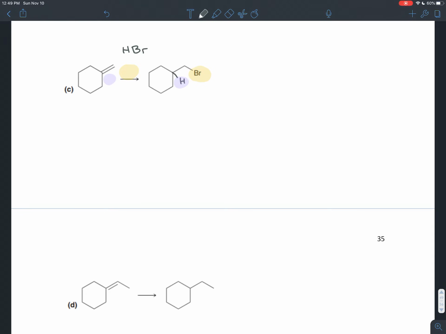The question is, is that all we need to add? Is this Markovnikov addition or anti-Markovnikov addition? Because just HBr all by itself is Markovnikov. In other words, the H will go to the less substituted carbon. If you want anti-Markovnikov addition, you'd have to add to that HBr a peroxide. So that would make the addition anti-Markovnikov. So the H there will go to the more substituted carbon.